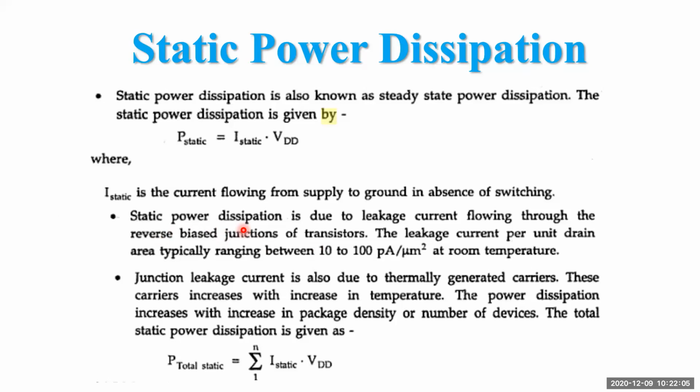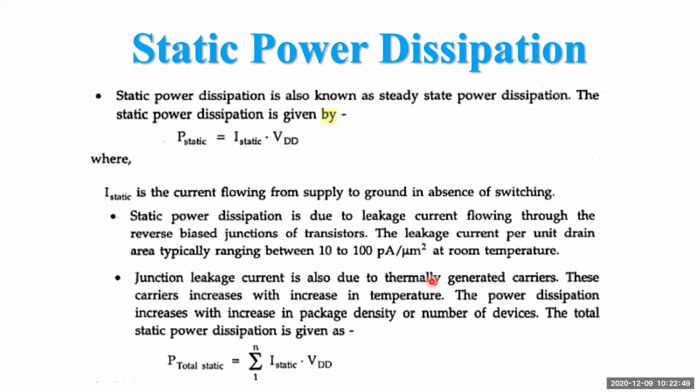The leakage current per unit drain area is typically, and this is an important objective regarding static power, in the range of 10 pico amperes per micrometer square to 100 pico amperes per micrometer square at room temperature. In the same way, the leakage current at the junction is also mainly due to thermally generated carriers. If a leakage current is taking place, definitely due to some increase in temperature, there will be some carriers, that is, charges, which are moving. So even because of that, the junction leakage current takes place, which we have studied already.